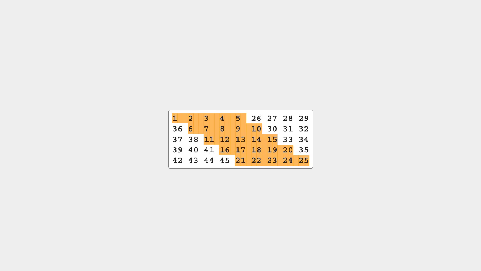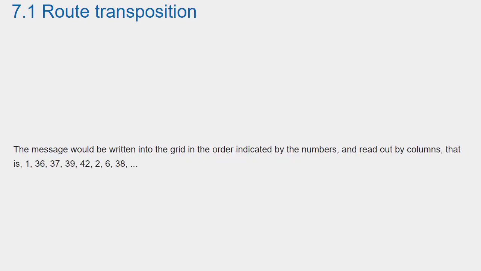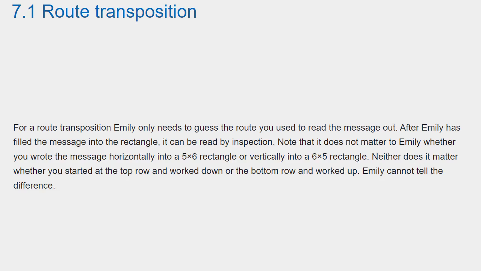You can start in any corner of the rectangle, use any route to write the message in, and use any other route to read the message out. Here is an example of a fancy route. The message would be written into the grid in the order indicated by the numbers, and read out by columns, that is 1, 36, 37, 39, 42, 2, 6, 38.